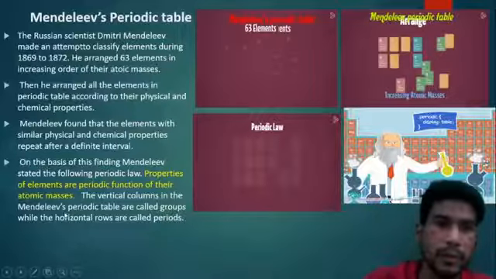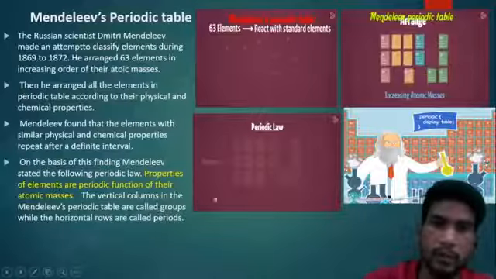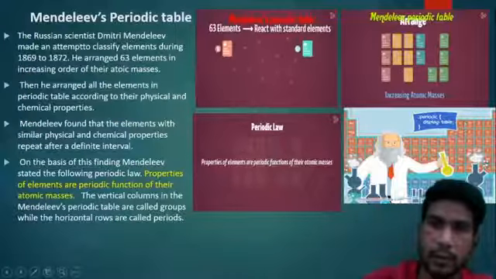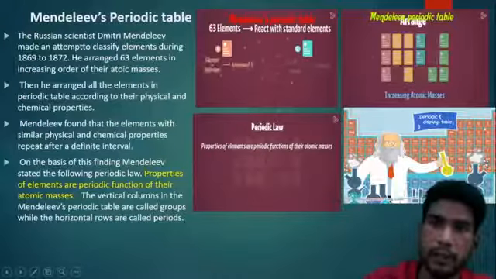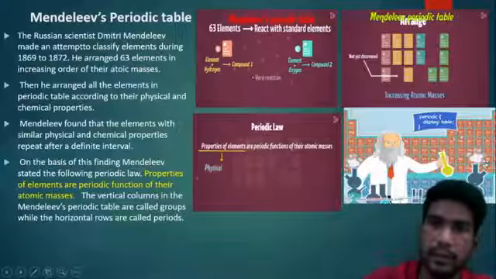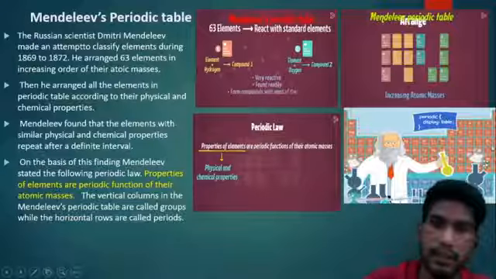The vertical columns in Mendeleev's periodic table are called groups. These standing columns are called groups. There are 7 groups. The horizontal ones, the sleeping ones, as you can see with the cursor, are called periods.